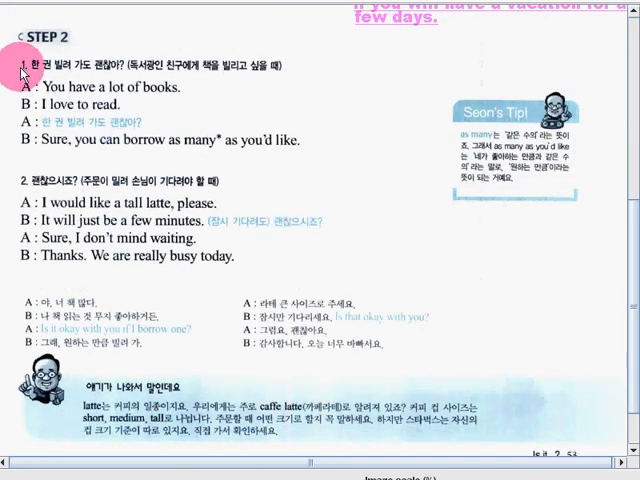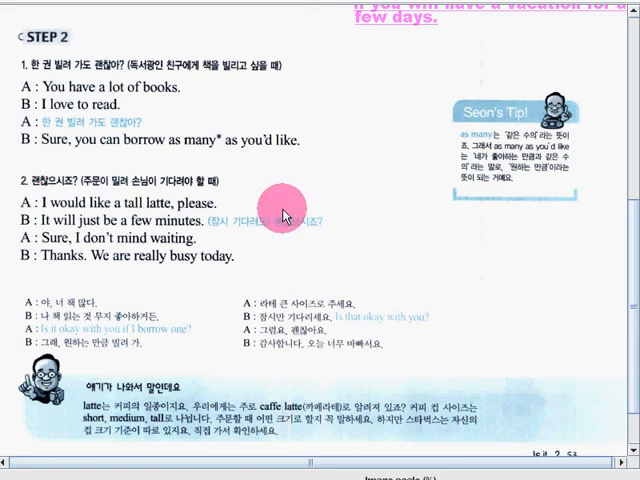For number 1, I will be B. For number 2, I will be A. Let's start with number 1. I love to read. Sure, you can borrow as many as you'd like. Very good. How about number 2? I would like a tall latte, please. Sure, I don't mind waiting.